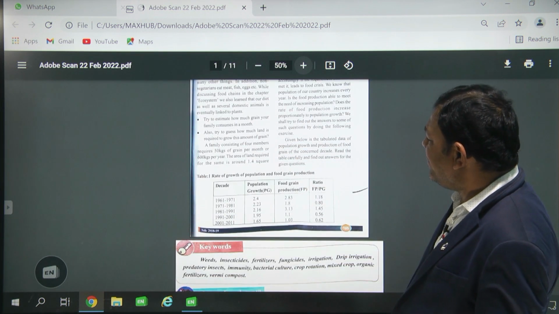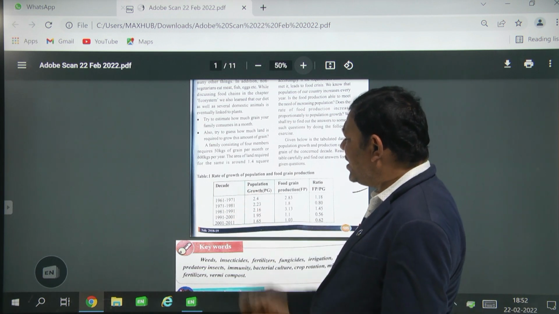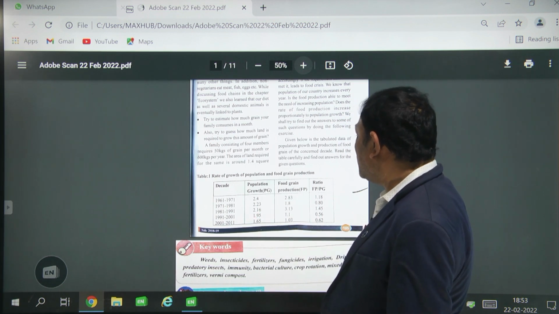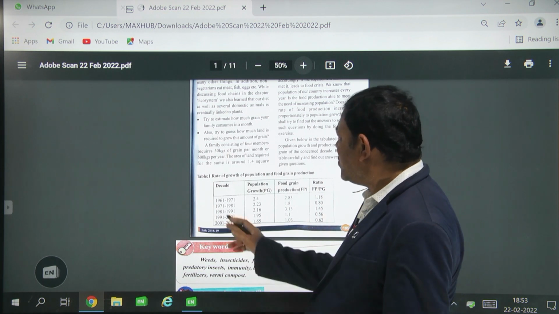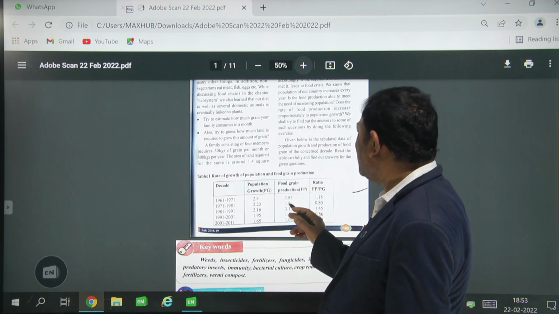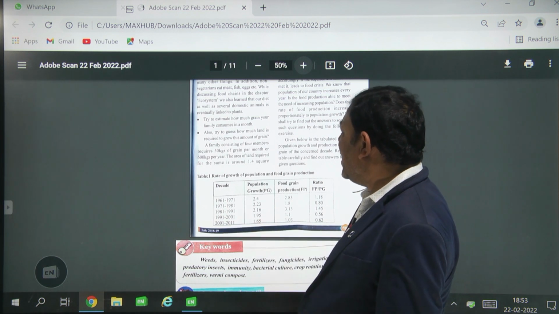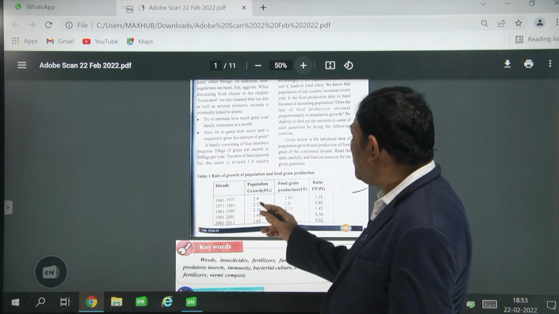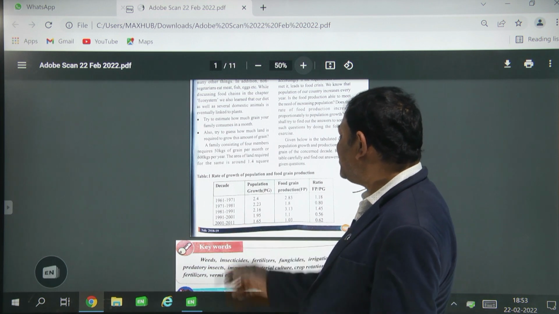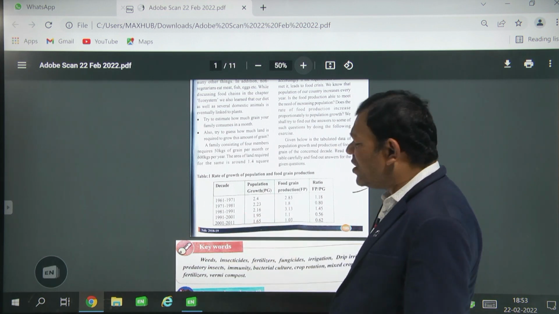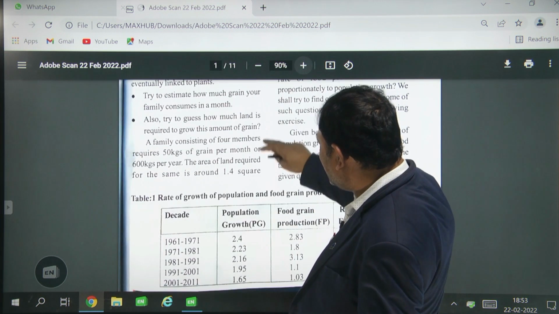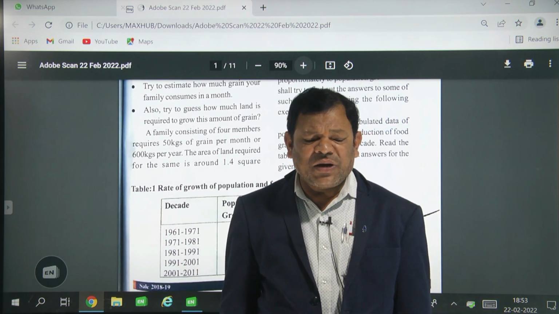You already saw this: the decade 1961 to 1971, population growth, food grain production and ratio. In 1961 to 71, population growth is 2.4 and food grain is 2.83. In 1971 to 1981, population growth is 2.23 and food grain is 1.8. Next, 1981. So if you look at this table, what you understand is that every decade the population is increasing.